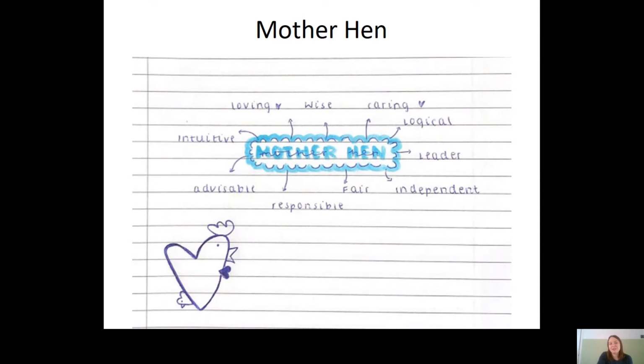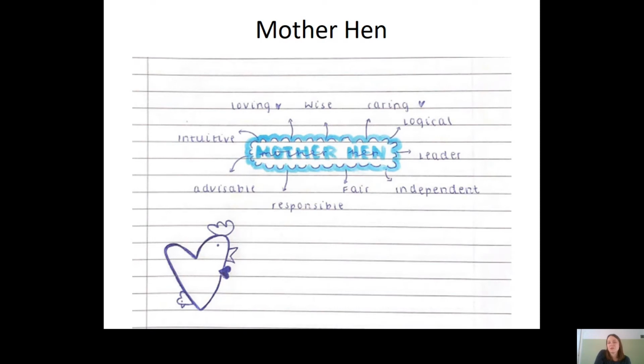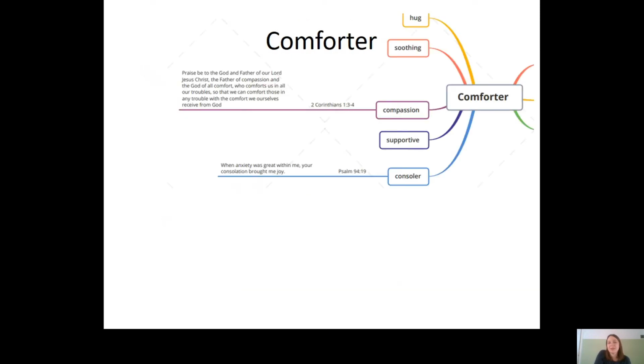Mother hen, love this cute picture here of a mother hen and her baby chick in this heart shape. So a mother hen obviously is a female image, loving, wise, caring, logical. I like that. Leader, independent, fair, responsible, advisable, intuitive. And that's interesting when you think about mother hen compared to warrior, and how both of those could be words to describe God in the Bible.